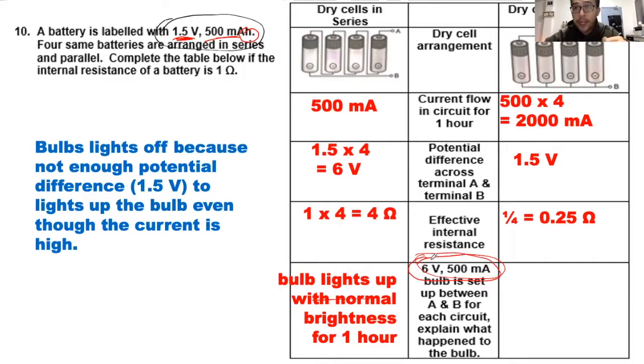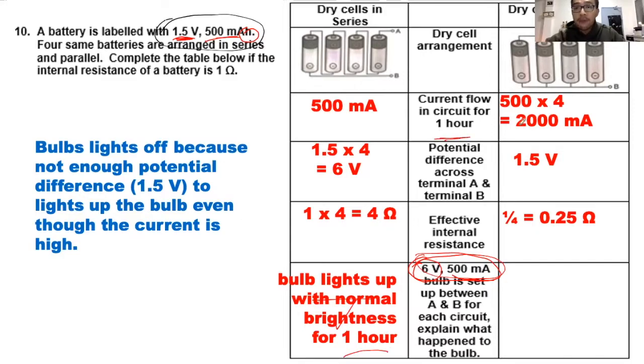This is a condition. If you want the bulb to light up, it has to be given 6 volts and it has to have 500 milliamps of current flowing through it, minimum. So in the case in series, we have 500 milliamps, no problem, and we have provided 6 volts of potential difference. So it will light up with normal brightness for 1 hour, because we're talking about 1 hour.